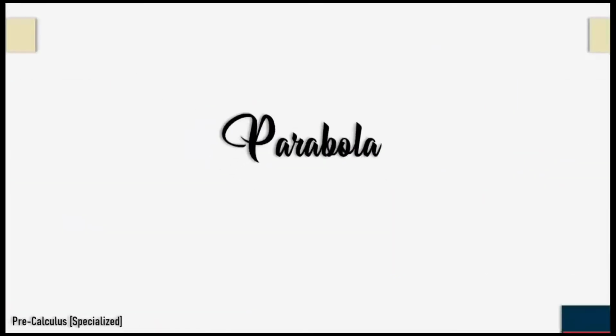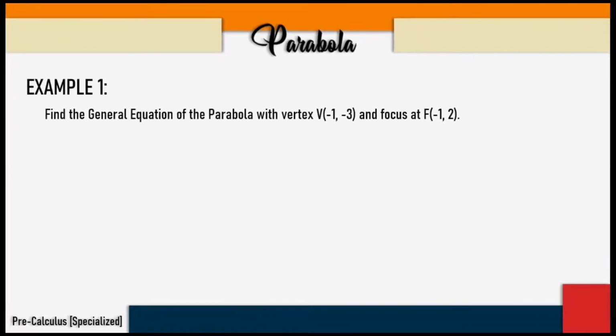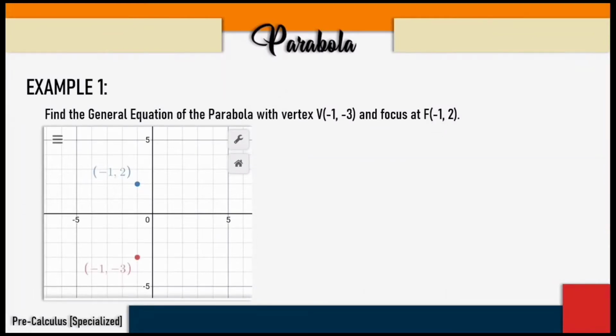Find the general equation of the parabola with vertex at -1 and -3 and focus at -1 and 2. We're looking for the general equation here. If the given are points, pwedeng i-graph muna natin siya to determine ang opening nito. So here is the graph. By the way, I used the Desmos graphing calculator para sa example natin na to. The red point is the vertex and the blue is the focus.